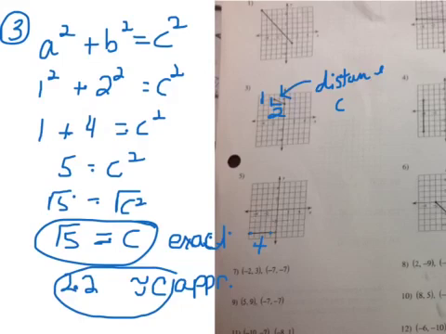Notice on number 13, if you're flipping over, it's a horizontal line. Don't make a right triangle out of that. Don't use the Pythagorean theorem. Don't use a distance formula. Count it off. Make your life easy, right?